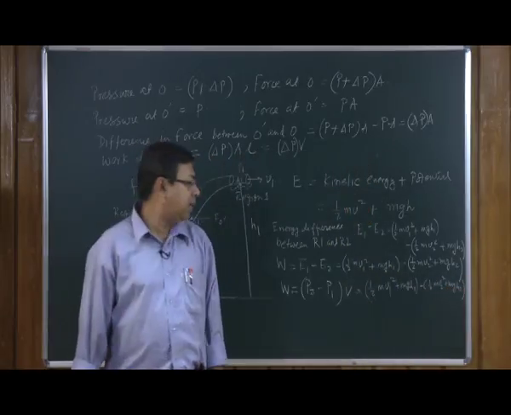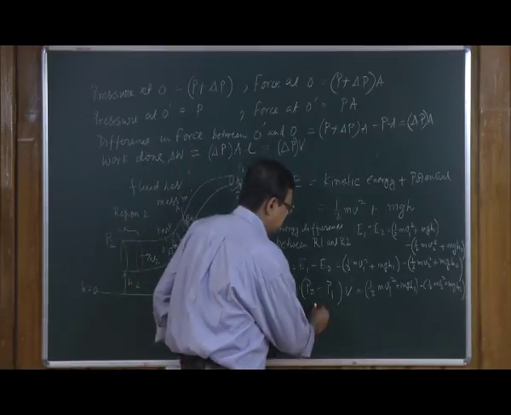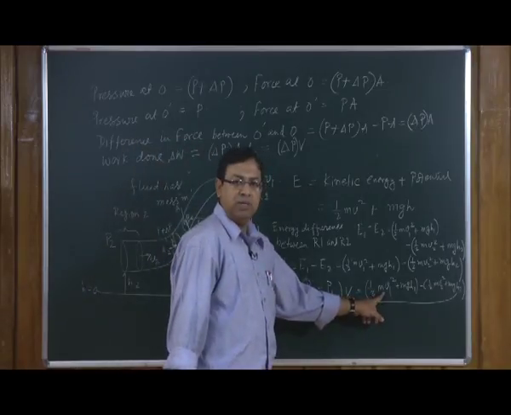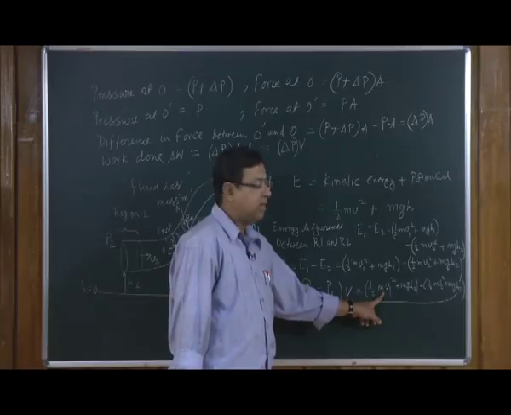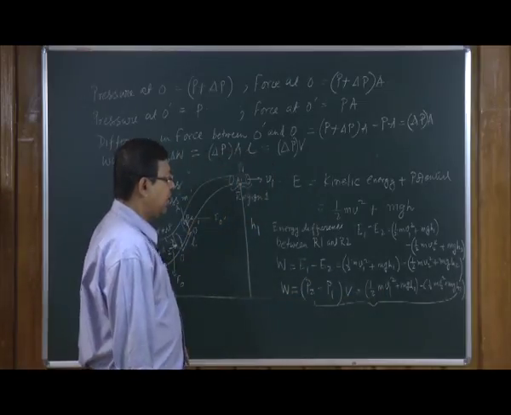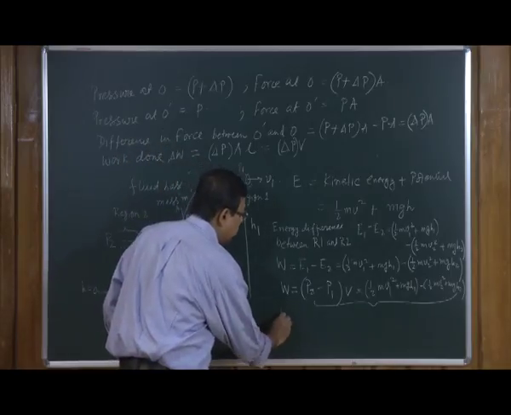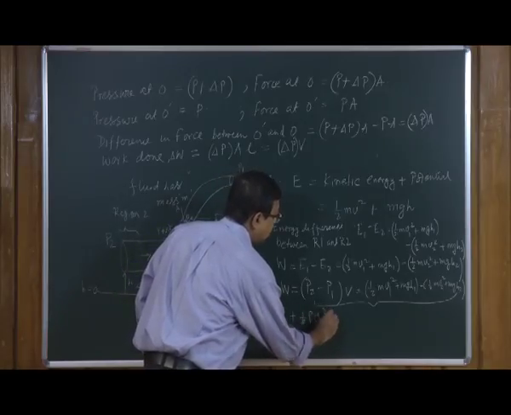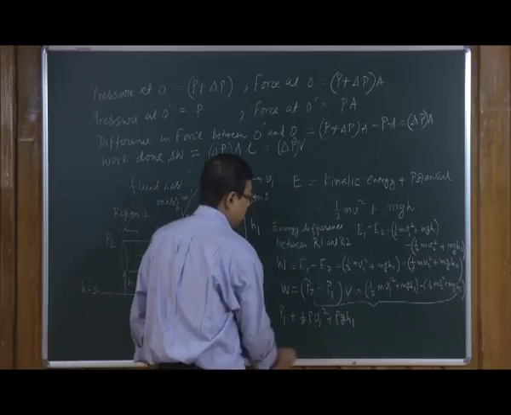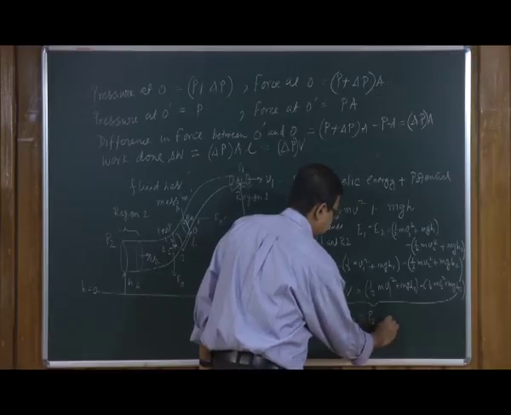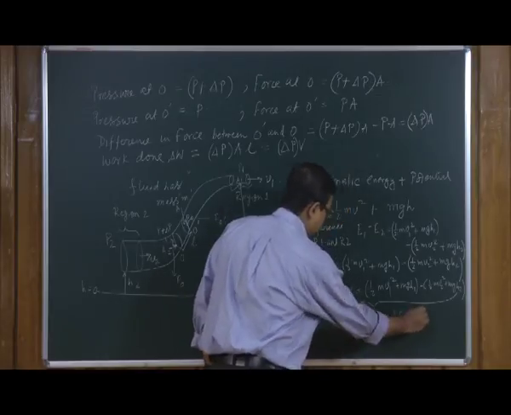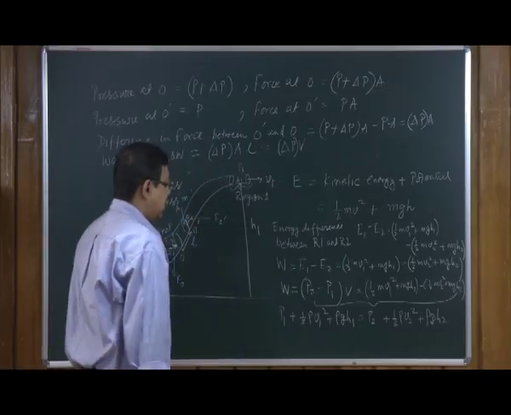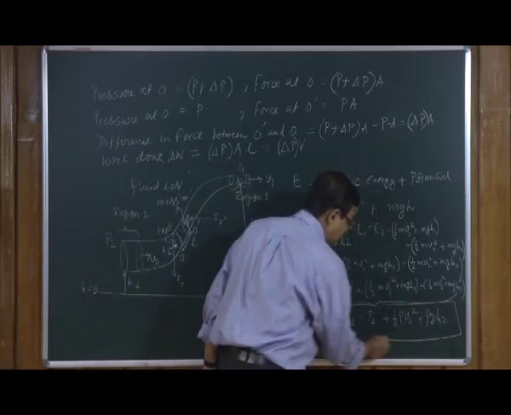We can divide this entire equation by V, so that m over V becomes rho, which is the density of the liquid that is flowing through the pipe here, and then we can simply write P1 plus half rho V1 square plus rho g H1 equal to P2 plus half rho V2 square plus rho g H2, and this is known as Bernoulli's equation.